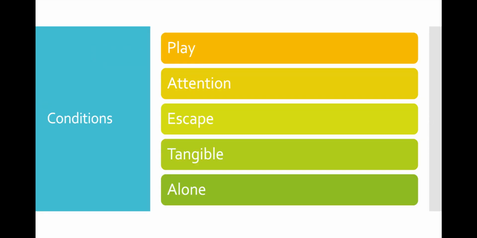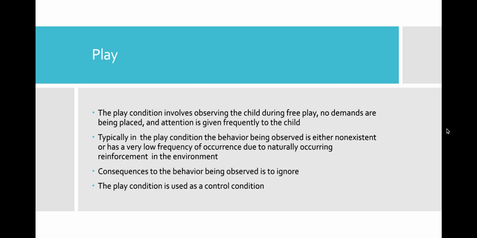So we have 5 conditions that we're going to go ahead and test: play, attention, escape, tangible, and alone. We'll go ahead and start with the play condition. The play condition involves observing the child during free play. No demands are being placed, and attention is given frequently to the child.